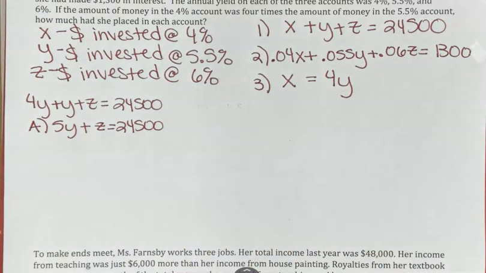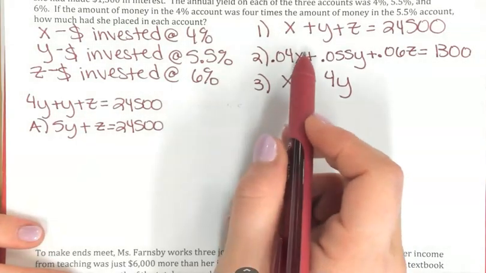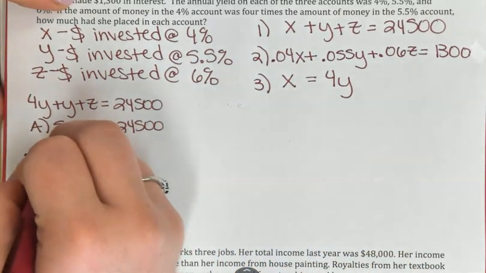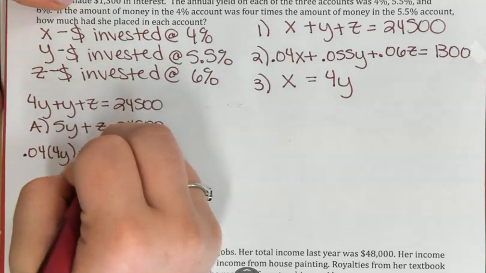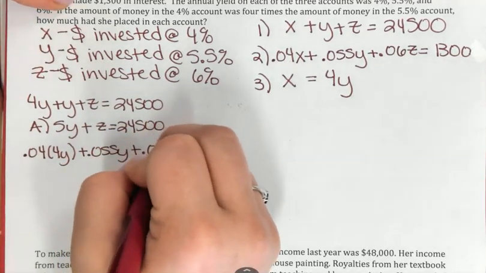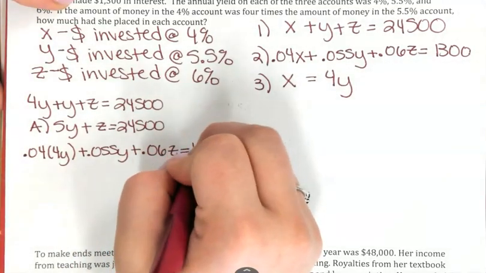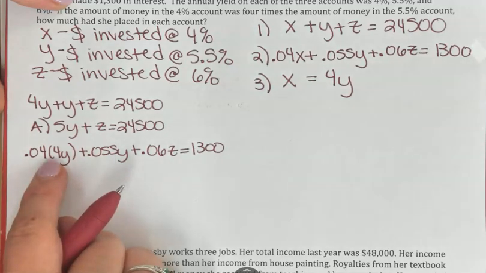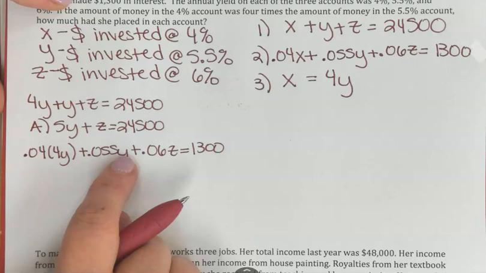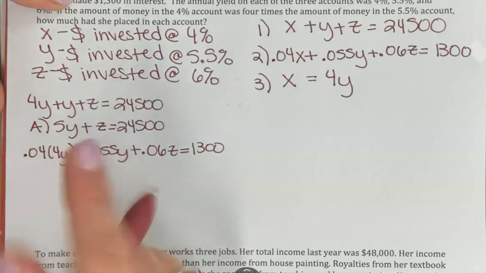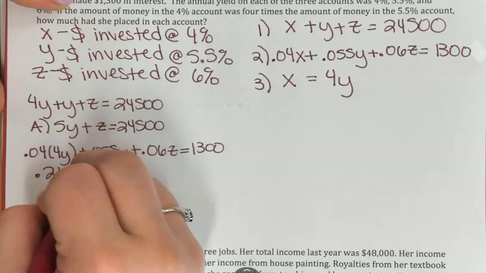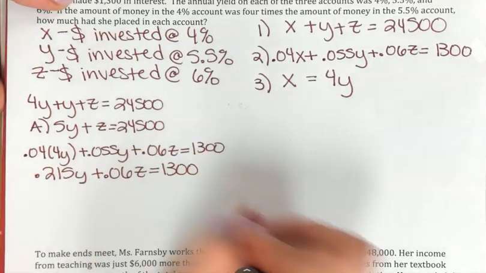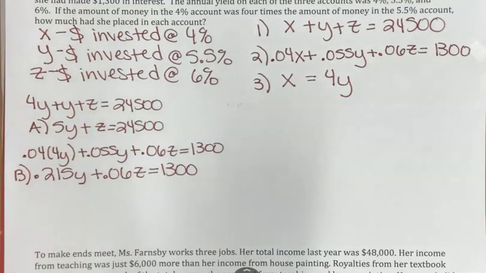Then I am going to substitute this into equation 2. 0.04 times 4y plus 0.055y plus 0.06z equals 1,300. So 0.04 times 4 is going to be 0.16. 0.16y plus 0.055y will give me a total of 0.215y plus 0.06z equals 1,300, and there is equation B.